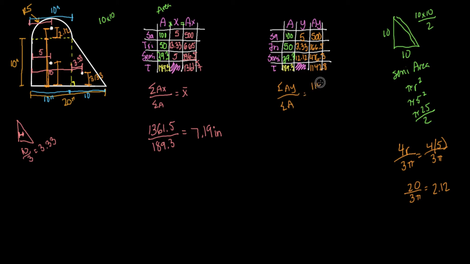So 1142.8 divided by 189.3, and I get about 6.04. So I get a final y of 6.04 inches.